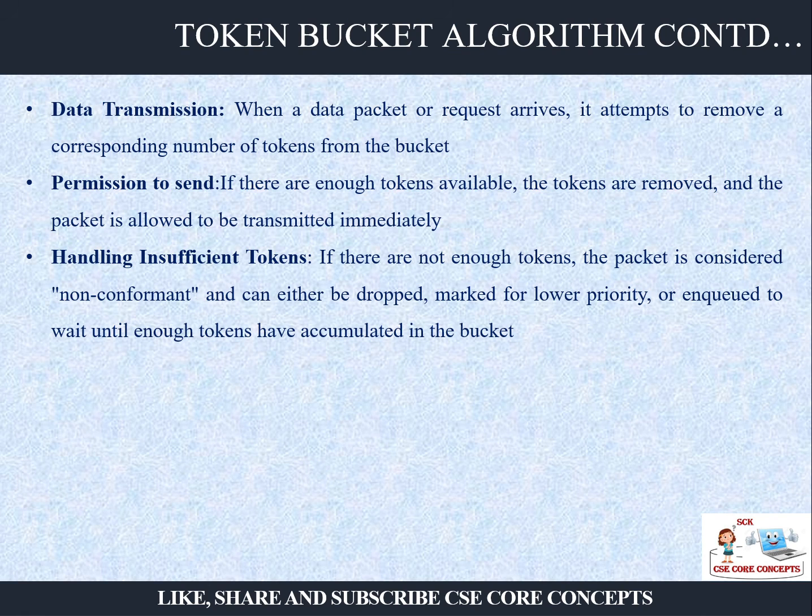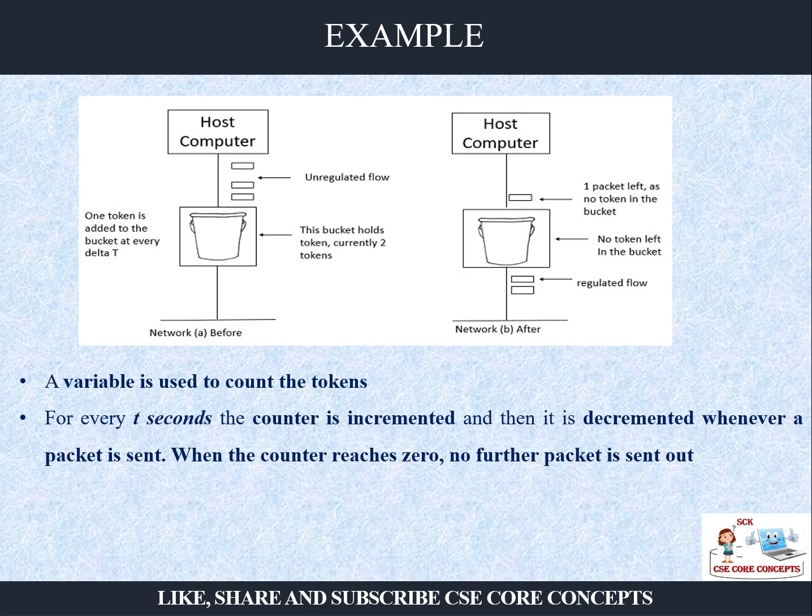Now if there are not enough tokens, say 5 packets have arrived, but there is only 1 token, the packet is considered non-conformant and can either be dropped or marked for lower priority, or you can better enqueue it and let it wait until the number of tokens accumulates in the bucket. So this is how it is done.